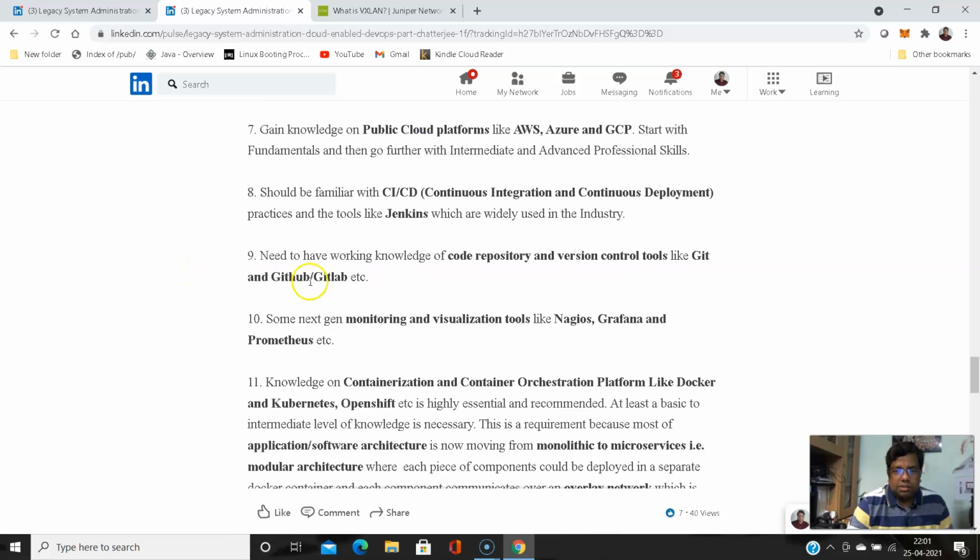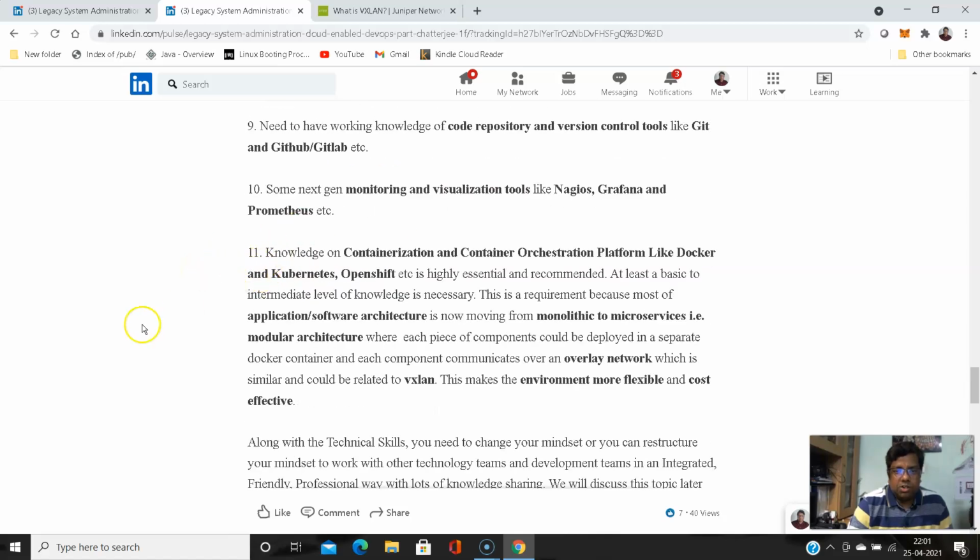Then the other things are the same. Then containerization: knowledge of containerization and container orchestration platforms like Docker, Kubernetes, and OpenShift is highly essential and recommended. Now, what is Docker, what is Kubernetes, and what is OpenShift? So what is containerization?